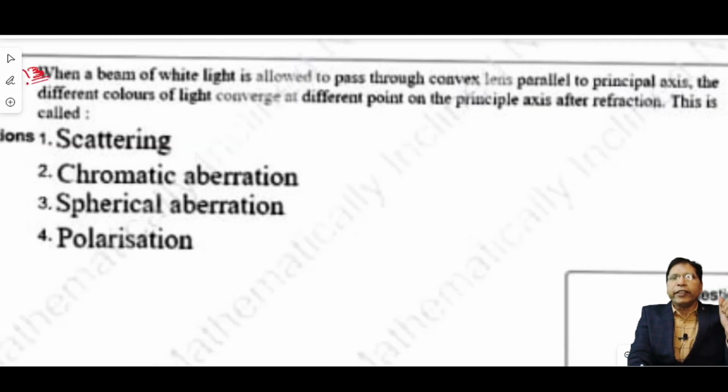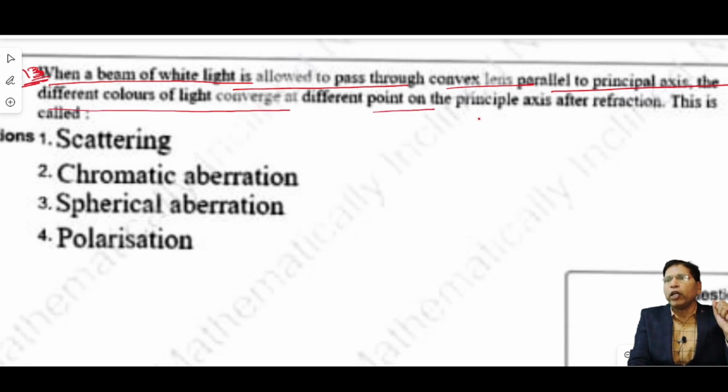Okay. Now look at question number 30. When a beam of white light is allowed to pass through a convex lens parallel to the principal axis, the different colors of light converge at different points on the principal axis after refraction. This is called chromatic aberration. The red rays meet further away than the violet rays.